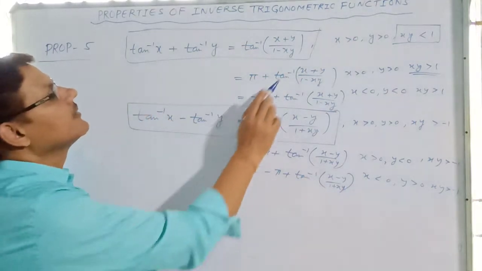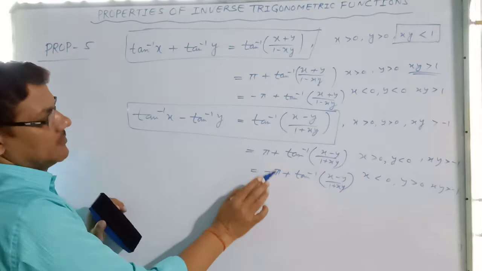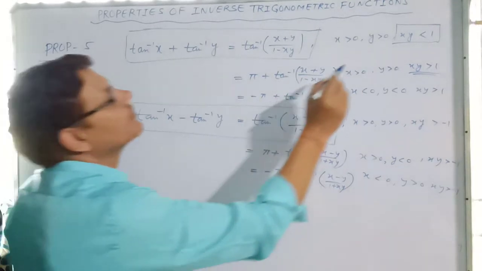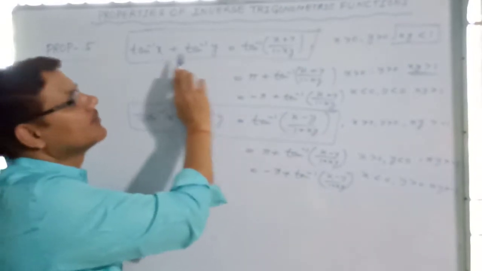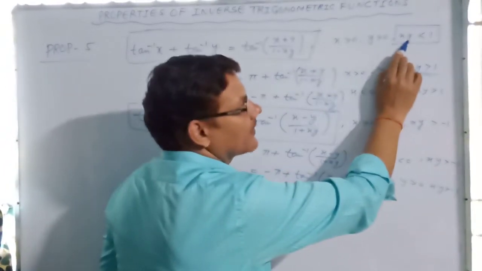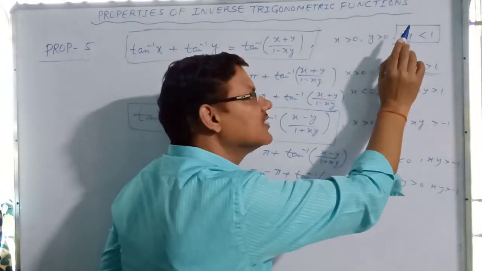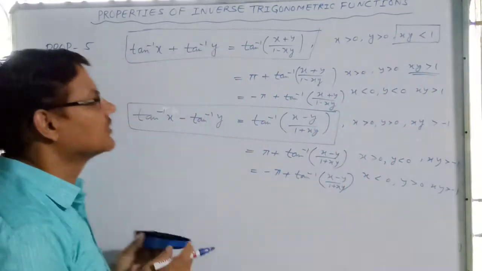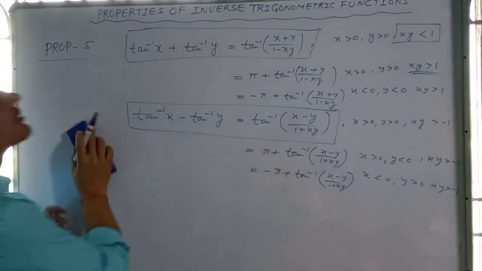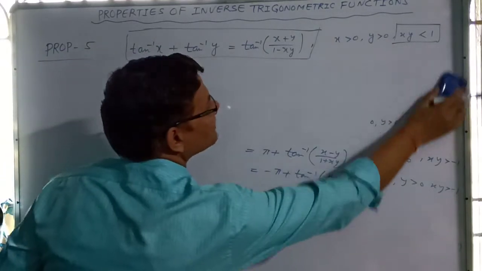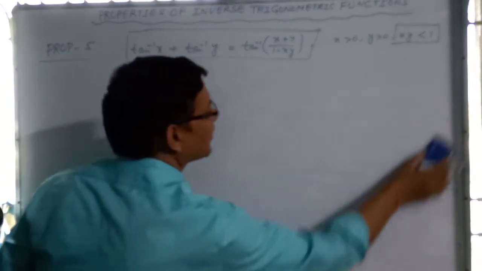Now I write these two forms also, to understand the condition. It means before using this formula, we are supposed to check the product of x and y, and it must be less than 1. So these are the properties. Now just try to prove the first one, and the second proof also belongs to the same type.